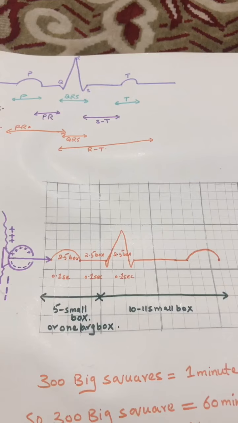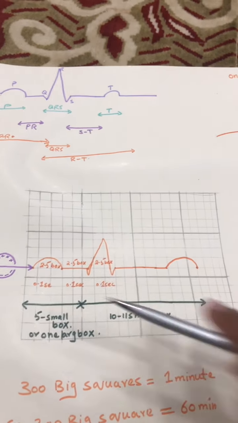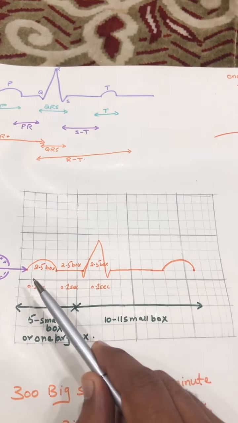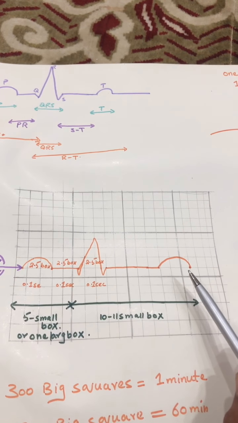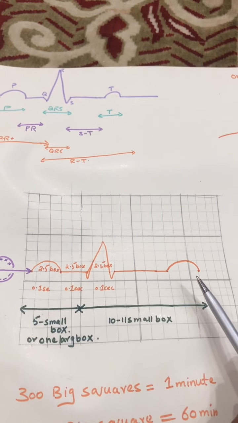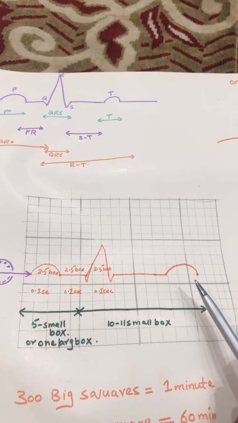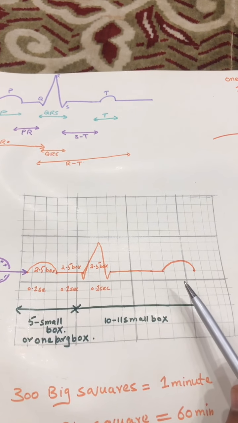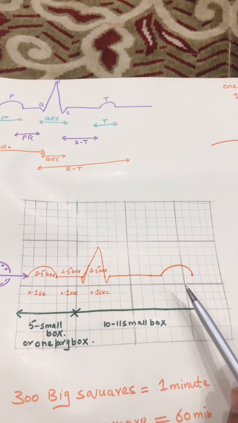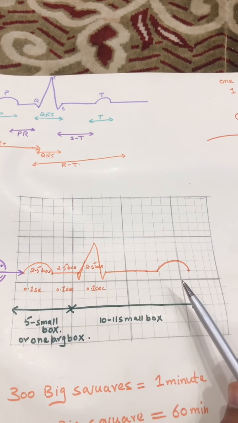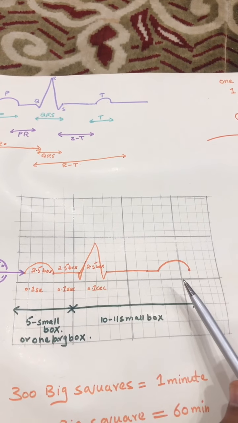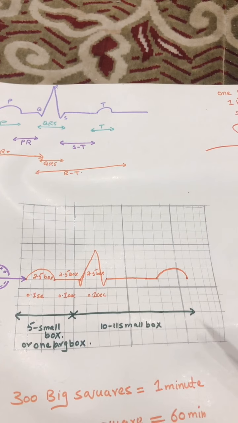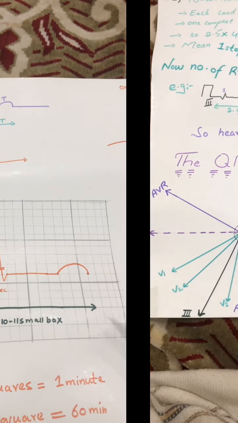Just remember one more thing, that the P wave, QRS complex, then T wave, all of it occurs in one cardiac cycle, right? So if it is occurring in one cardiac cycle, this whole time will be equal to 0.8 seconds, because one cardiac cycle is made of 0.8 seconds, or you can say that one cardiac cycle takes 0.8 seconds to complete.